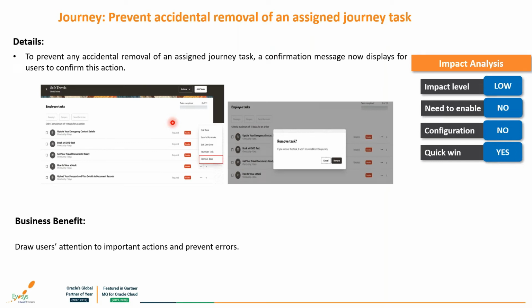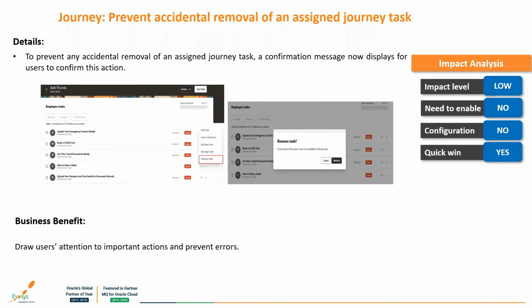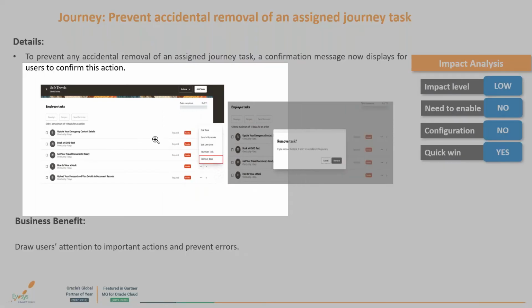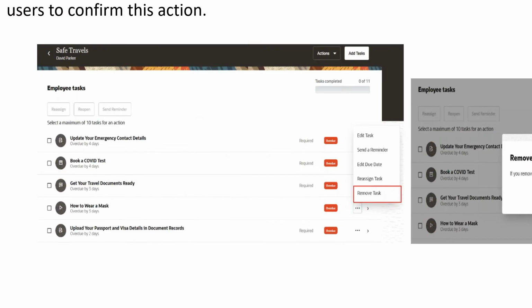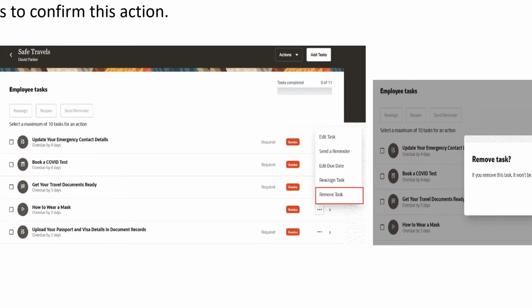Prevent accidental removal of an assigned journey. This is a very good feature because it gives more control to the task owners. For example, initially, when an employee or the HC team was taking action or editing a journey, if they clicked on remove task, no warning was given. It went ahead and directly removed the task from the journey, which was sometimes very troublesome.